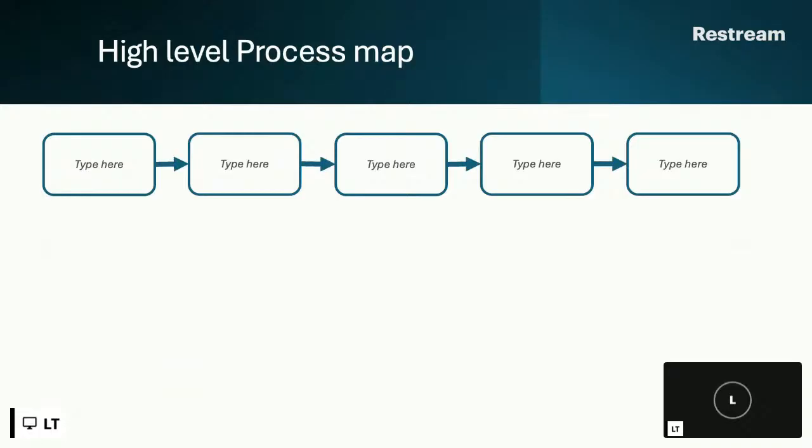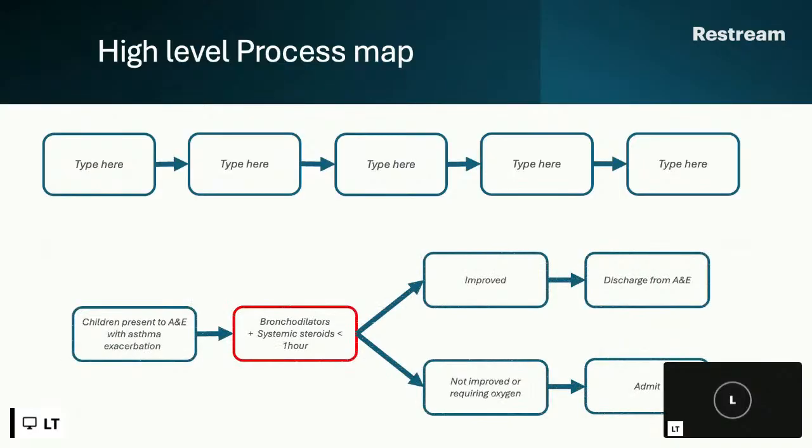Keep your description simple and meaningful, and avoid abbreviations. Since this is a high-level map, it's encouraged that we try to work within the number of boxes provided. You can increase the number of boxes, and you can even show some branches, but try not to make it too complicated. Taking my QI as an example, you can see that first I had children presenting to A&E with asthma exacerbation.